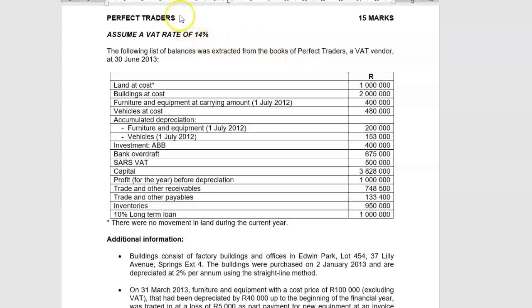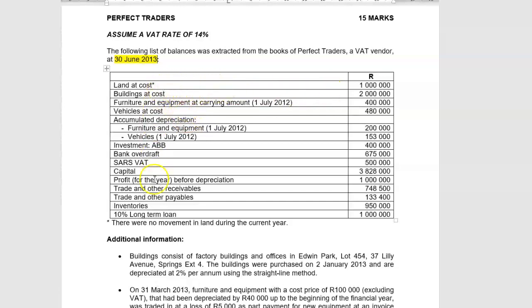Non-current assets, the first example that we're going to do is Perfect Traders. Assume a VAT rate of 14%. The following list of balances was extracted from the books of Perfect Traders, a VAT vendor, as at 30 June 2013. Now, important, look at the date, 30 June 2013.